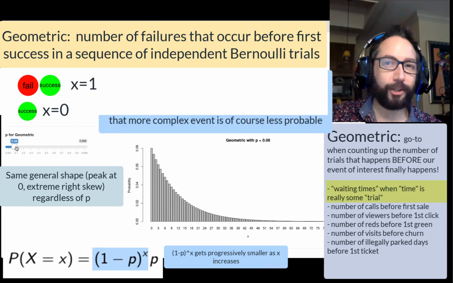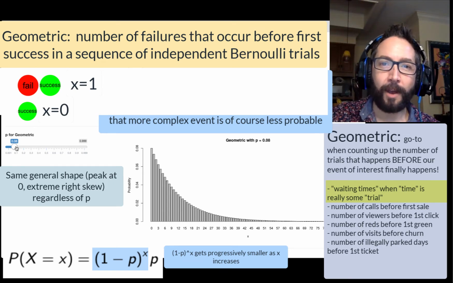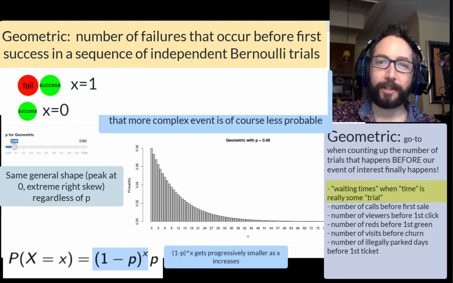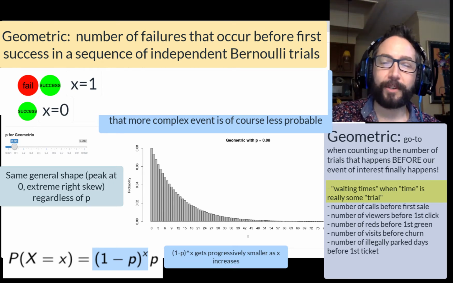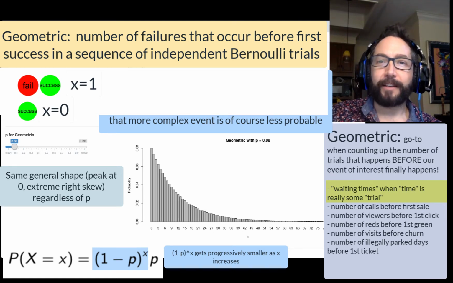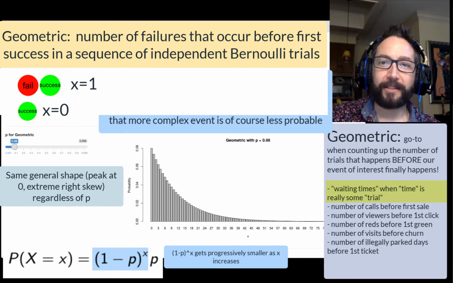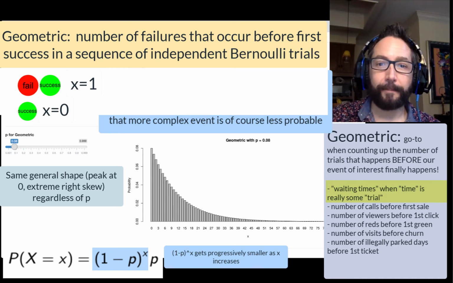So the highest bar for a geometric is always at x equal to 0. We're going to go to this geometric distribution whenever we're dealing with some random quantity that is related to the number of failures before our very first success, the number of trials something doesn't happen until it finally does.